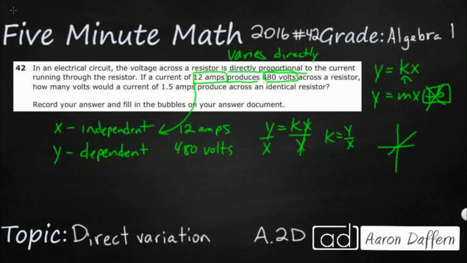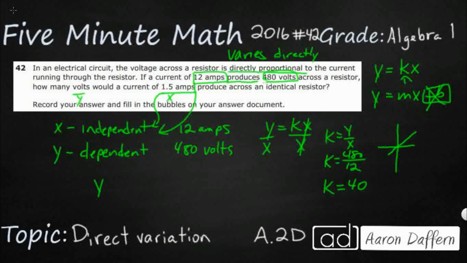All right, so let's divide. k equals, I'm going to get my 480 over 12. All right, so 48 goes into 12 4 times, extra 0, so there we go. k equals 40. All right, so now I've got my k equals 40. I just need to now plug it back into how many volts would a current of 1.5 amps. We need to remember where this 1.5 amps went, and this was the x, the independent. Okay, so we're looking for y, our volts.